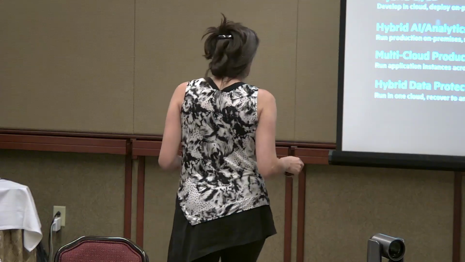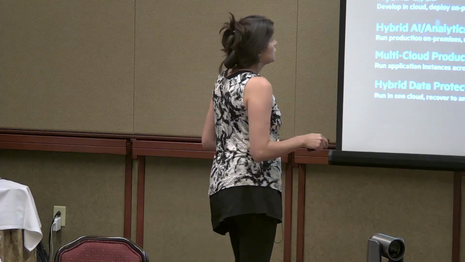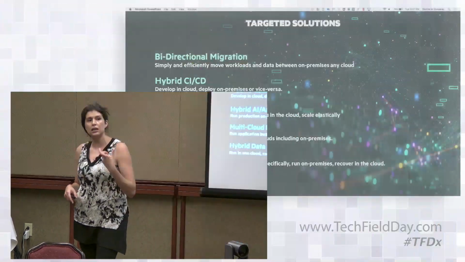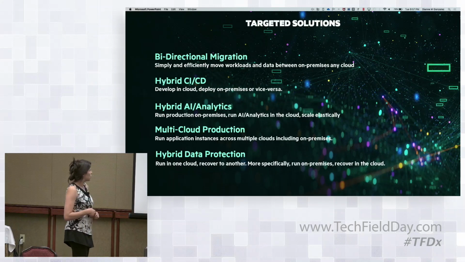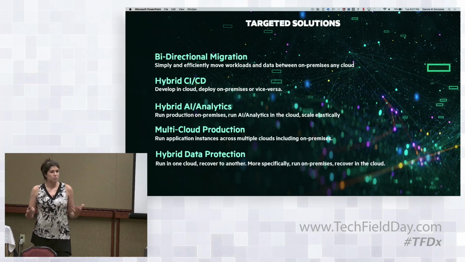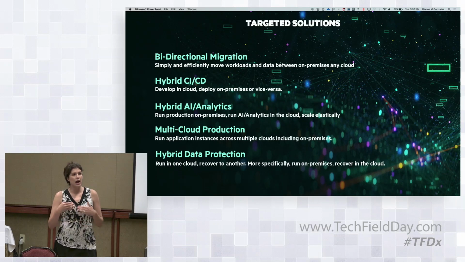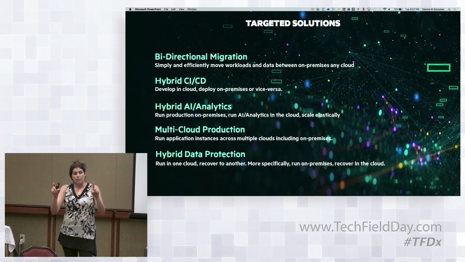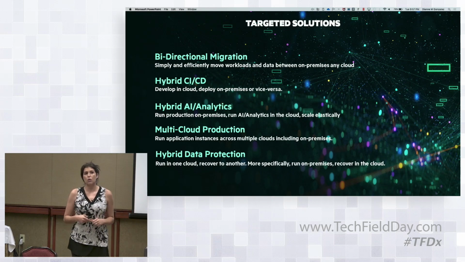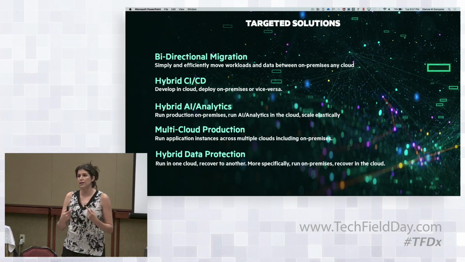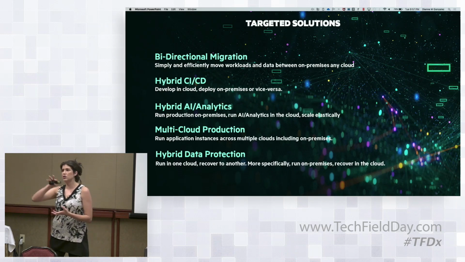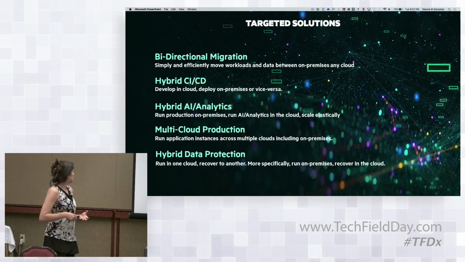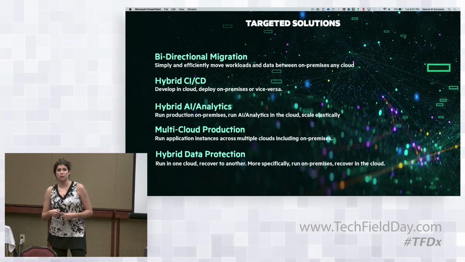Hybrid AI and analytics, same type of concept. But here the idea is that we want to be able to scale elastically in a cloud. Multi-cloud production, again, run applications across multiple clouds, including on-premises. Many of you have seen or heard of hybrid applications where maybe the data or a component of the application that requires maximum governance to meet certain SLA requirements is running on premises, but maybe the client access points are scaled elastically in the cloud. And then, of course, there's hybrid data protection. Run in one cloud, recover to another.